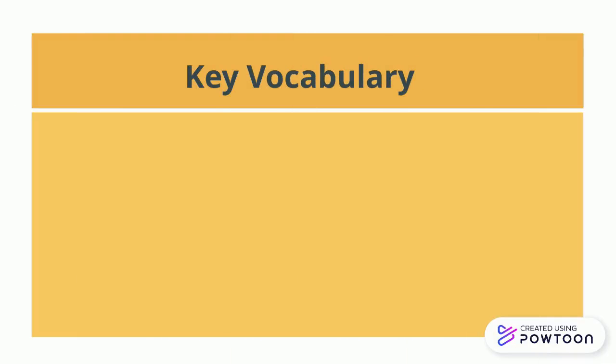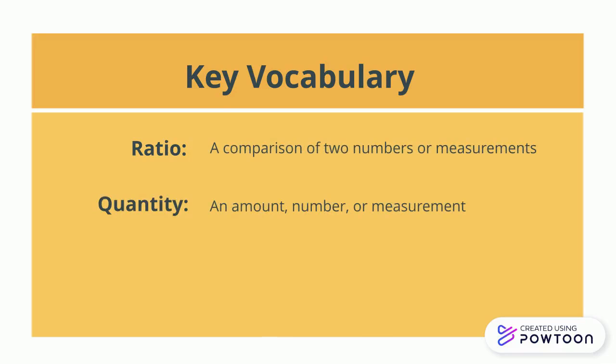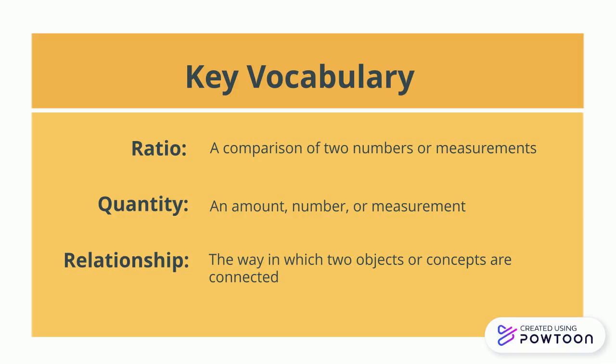Let's get started by talking about some key vocabulary words. Ratio is a comparison of two numbers or measurements. Quantity is an amount, number, or measurement. And relationship is the way in which two objects or concepts are connected.